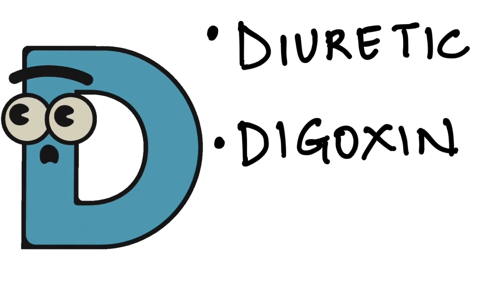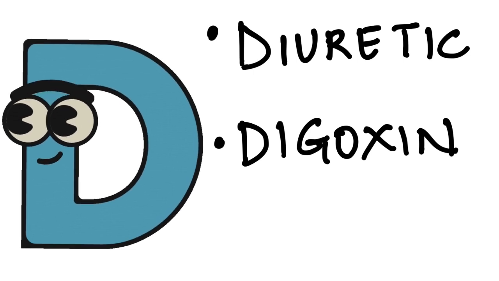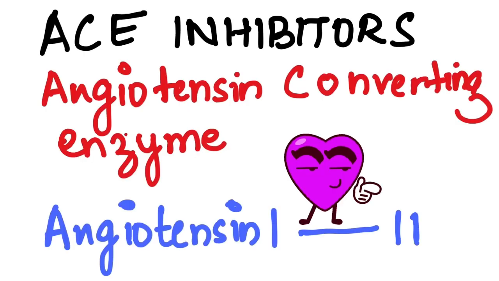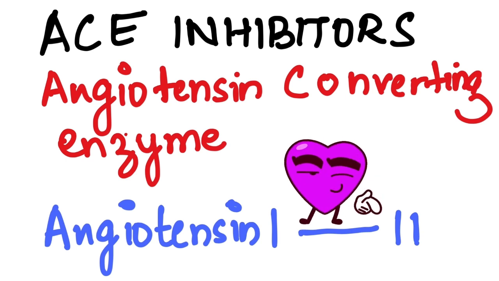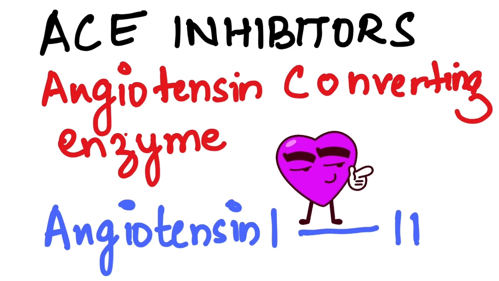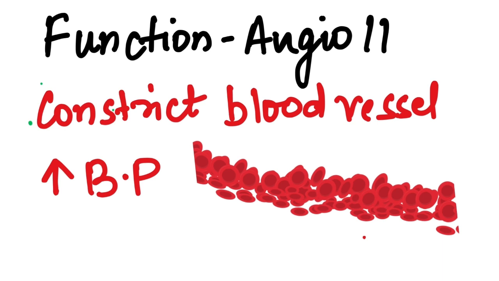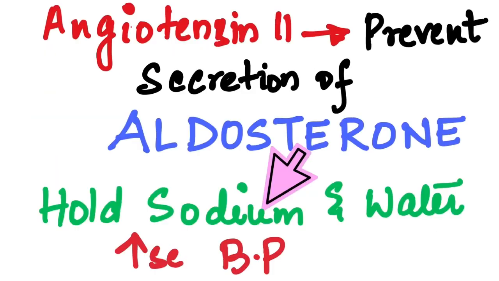Without wasting much time, let's start with our first class of drugs, that is ACE inhibitors. Let's see how it works. A stands for Angiotensin-Converting Enzyme. We have Angiotensin I and Angiotensin II. With the help of these drugs, Angiotensin I is not able to convert into Angiotensin II. What is the function of Angiotensin II? Angiotensin II mainly works on blood vessels and constricts them. When the blood vessel is constricted, your BP increases.